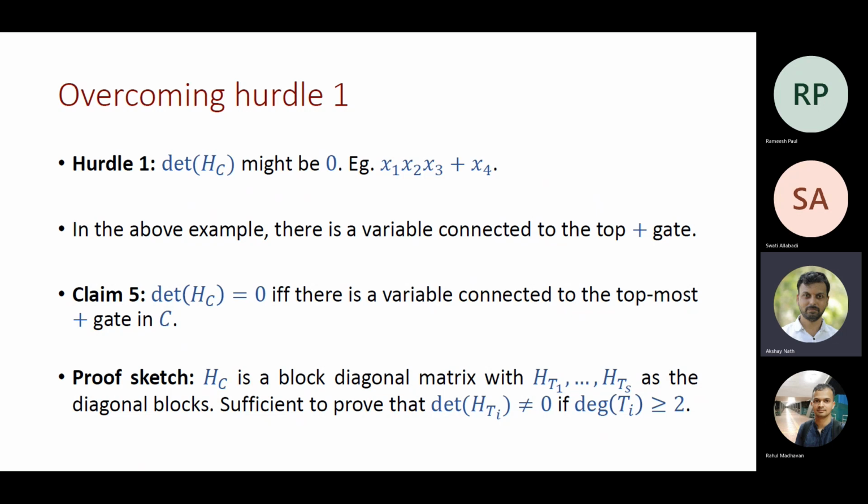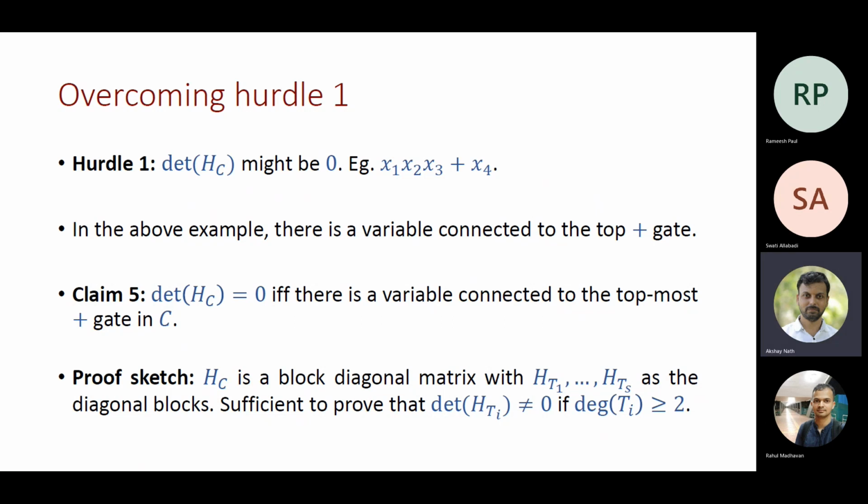Now, analyzing the Hessian determinant of an arbitrary ROF, and in fact showing that it is non-zero, is one of the main technical components of this work. So the proof of this claim is obviously involved. But what I'll do is give you a very high-level proof sketch of what we do over here. So observe that the Hessian of C is a block diagonal matrix whose blocks are H1, the Hessian of T1, to Hs, the Hessian of Ts, because T1 to Ts are variable disjoint.